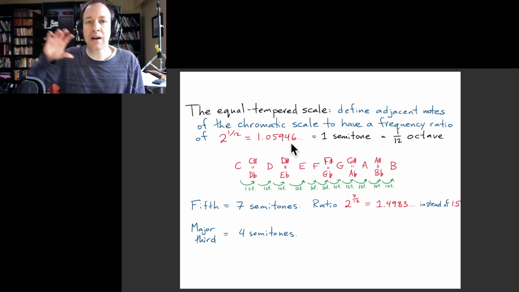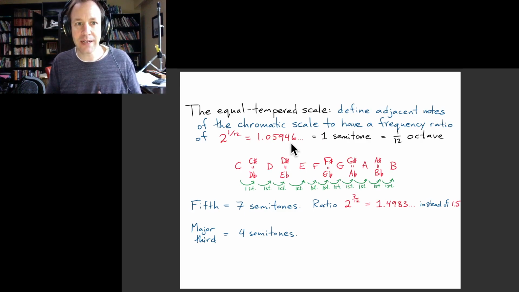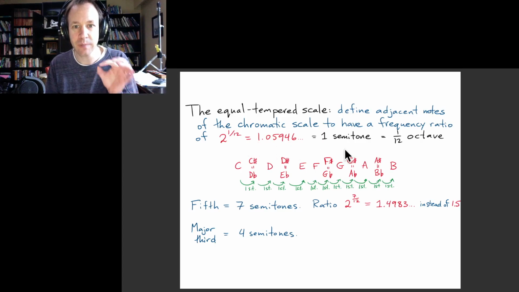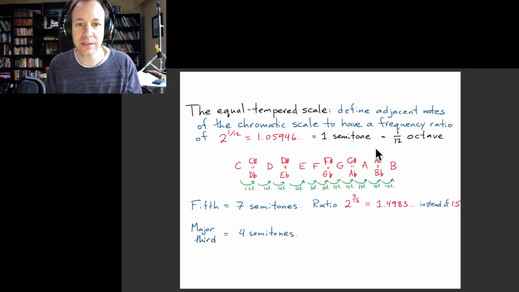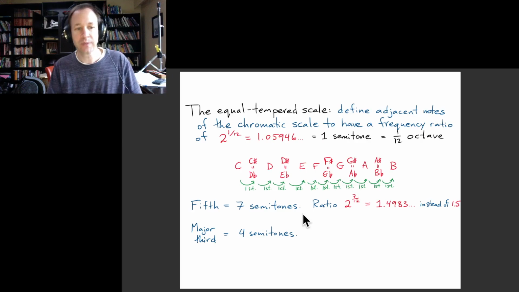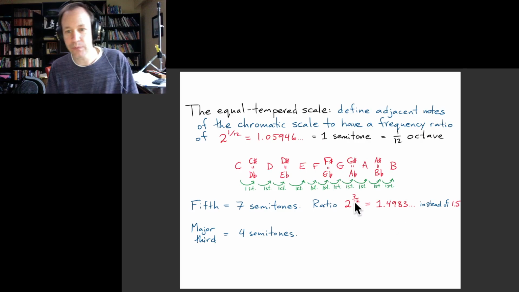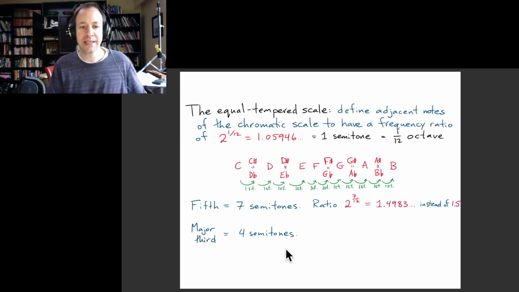And so in the modern way of defining the chromatic scale, which is known as the equal tempered scale, we define this as the musical interval corresponding to one semitone, and we define all of the other musical intervals in terms of some number of these semitones. So, for example, a fifth is 7 of those semitones, and that works out to 1.4983. A major third is 4 of those semitones.